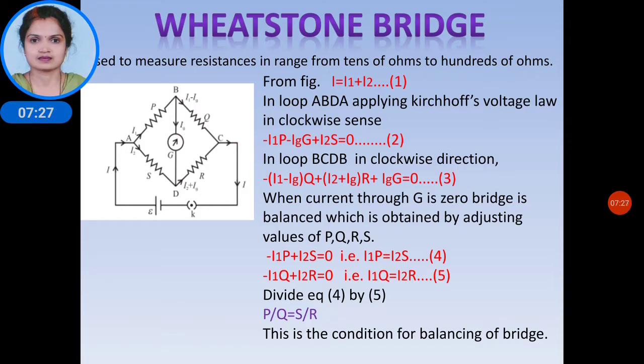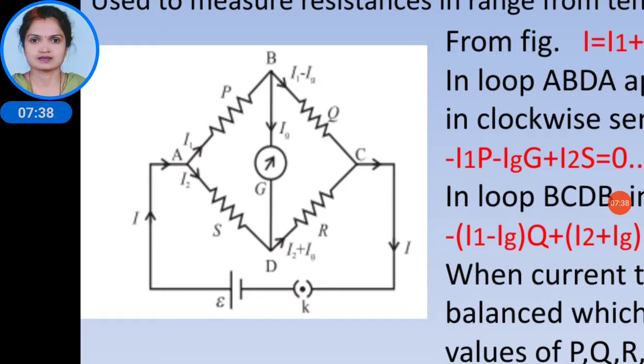Now, the Wheatstone bridge construction is here. Four resistances P, Q, R and S are connected to form a quadrilateral A, B, C, D as shown in the figure. A battery of EMF E along with a key is connected between the points A and C, such that A is at a higher potential than the point C.